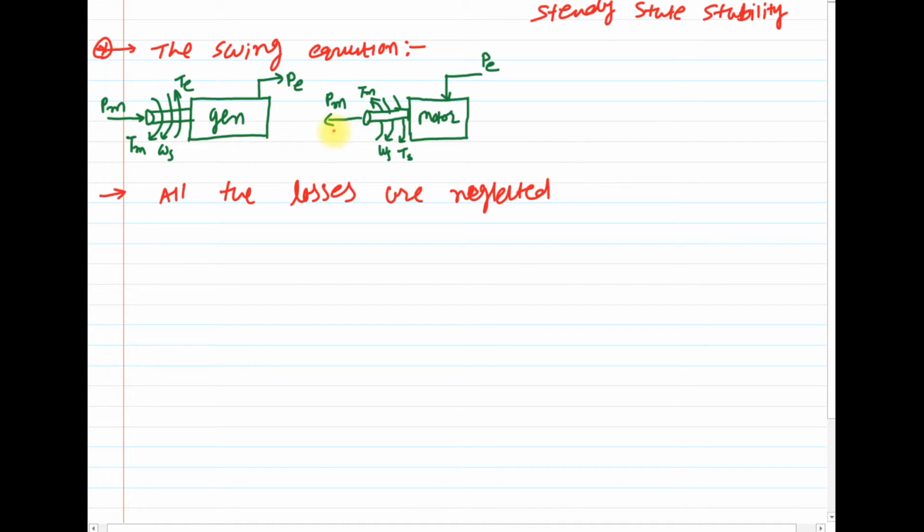All the losses means the iron loss, windage loss, friction loss, all the losses are neglected for the derivation of the swing equation. Clear? So here we'll start from the first differential equation for rotor dynamics.